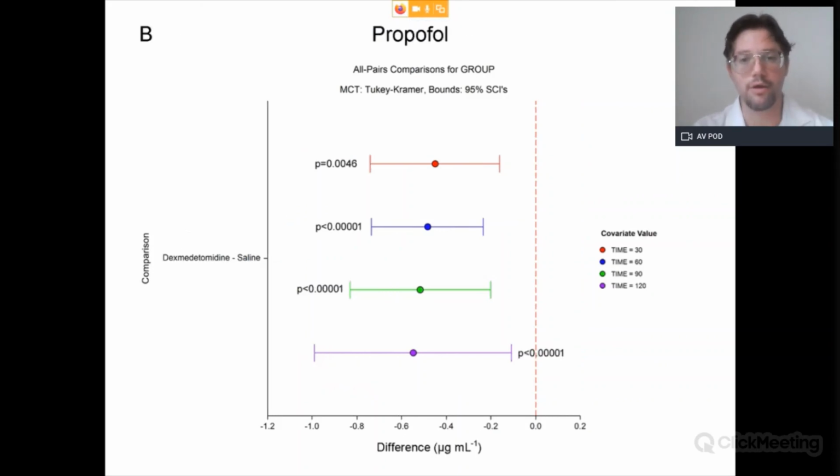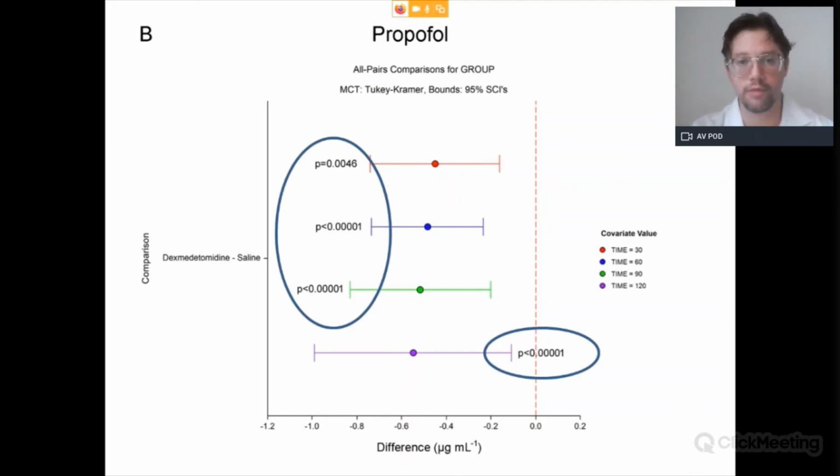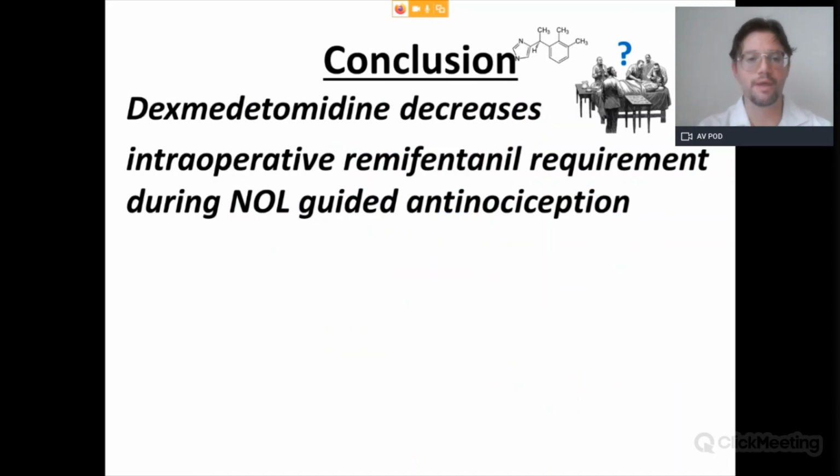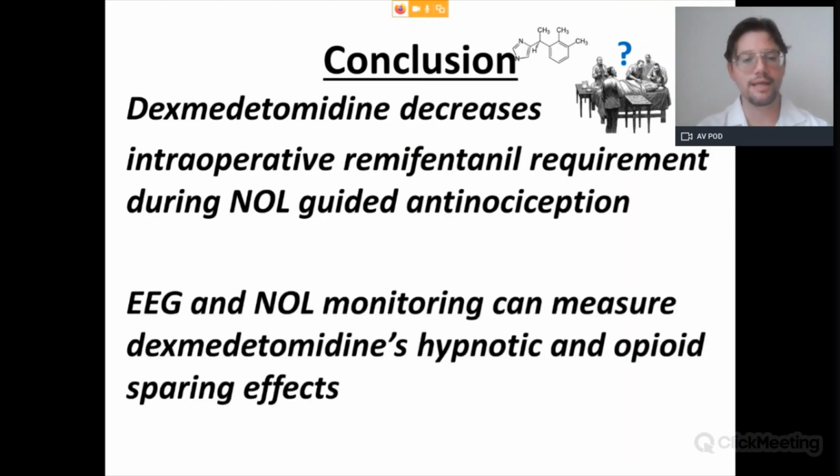But not only that, we also saw that there was a significant decrease in propofol requirements in the dexmedetomidine group. Now, this has been shown already in the past that with frontal EEG, propofol requirements decrease with dexmedetomidine. But here we showed that the NOL is affected and leads to less infusions of opioids when we add dex. So in conclusion, dexmedetomidine decreases intraoperative remifentanil requirements during NOL-guided antinociception. And EEG and NOL monitoring can measure its effects both on the hypnotics and the nociceptive response.